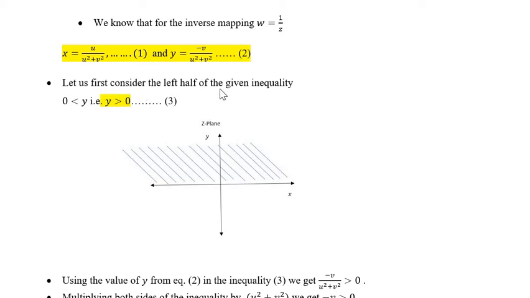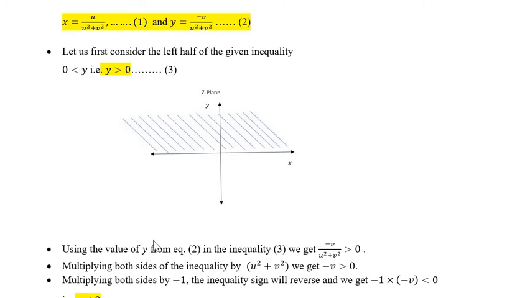Let us consider the left half of the given inequality 0 less than y. That is, y is greater than 0. In other words, 0 less than y is nothing but y greater than 0. As shown in the figure, it is the upper half of the z plane. In this half, y is greater than 0. In the lower half, y is less than 0. Right now, we are finding the image of y greater than 0 under 1 upon z.